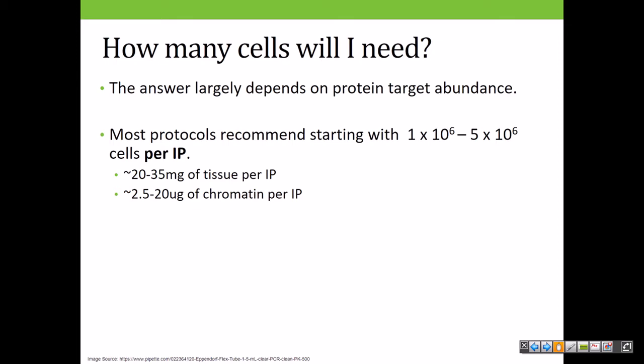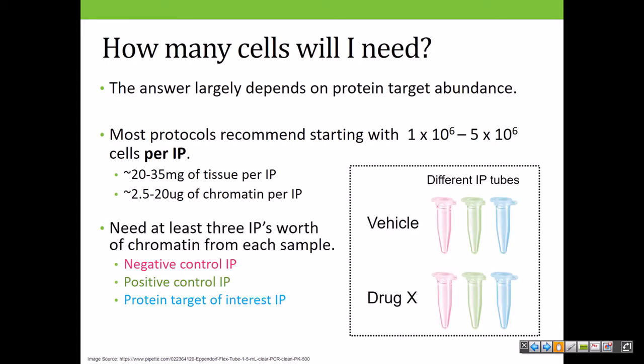So to translate that to tissue, from what I've seen in protocols, it's anywhere from 20 to 35 milligrams of tissue, or 2.5 to 20 micrograms of chromatin. And again, this is per IP. So now that we're talking about IPs, in every experiment, generally, you're going to have, of course, your IP for your protein of interest.